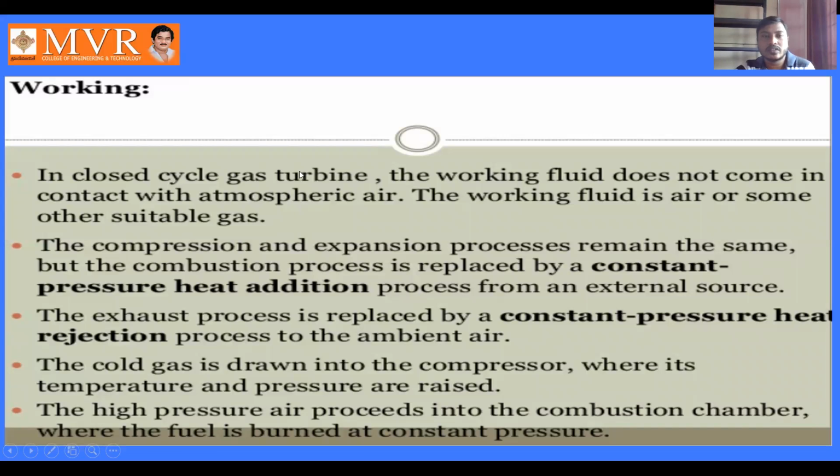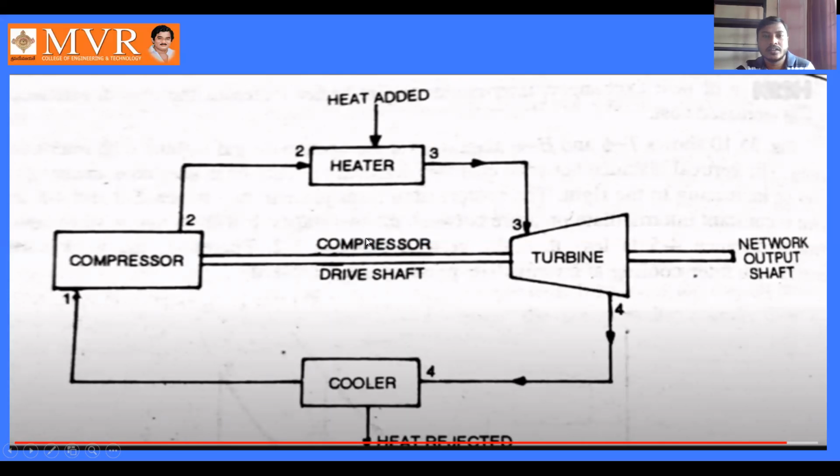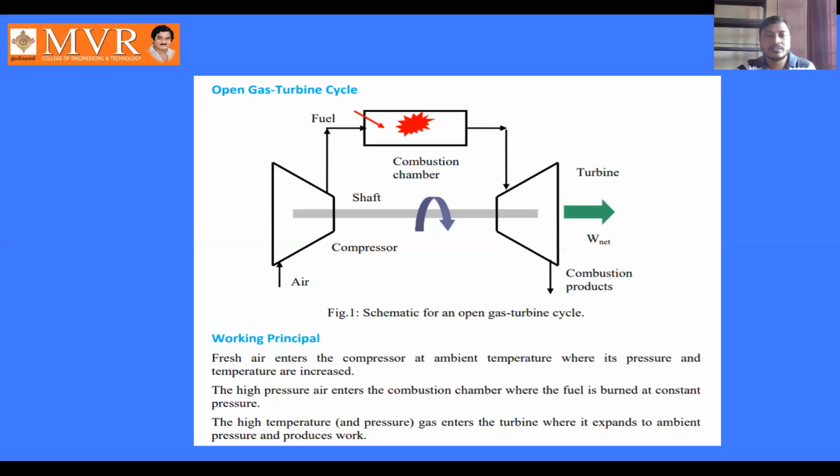In a closed cycle gas turbine, the working fluid does not come in contact with the atmospheric air, whereas in the open cycle gas turbine, the air enters from the atmosphere.